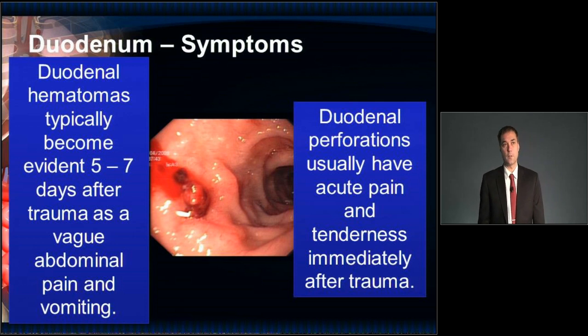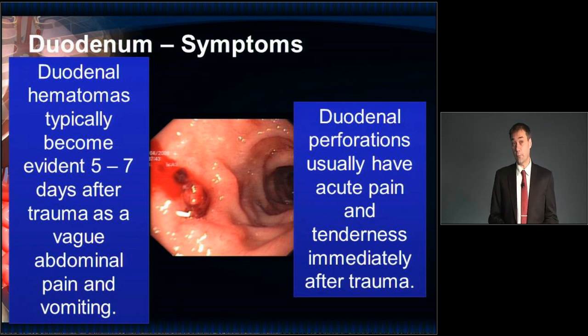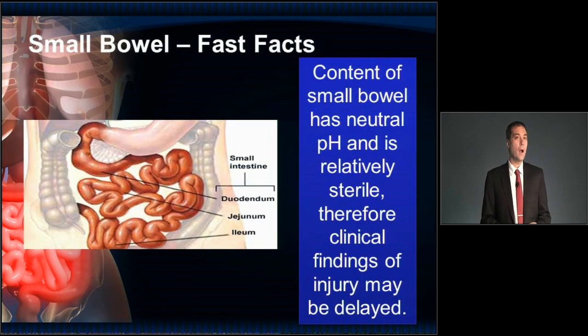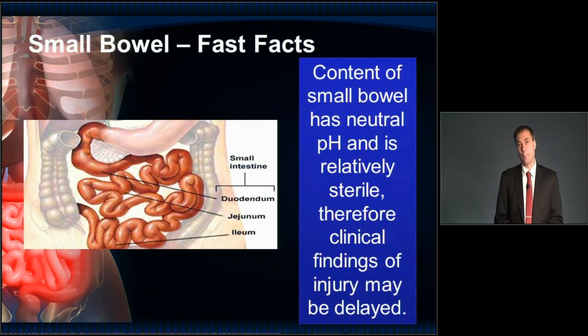So some of the symptoms of a duodenum injury. Now, these injuries may go unnoticed first, depending on their severity. They may develop hematomas in the duodenum that will take hours or days to develop, and the patient may come back as a bowel obstruction with nausea, vomiting. If they actually perforate the duodenum, typically because of the acid in the duodenal area, they can have acute pain and tenderness.